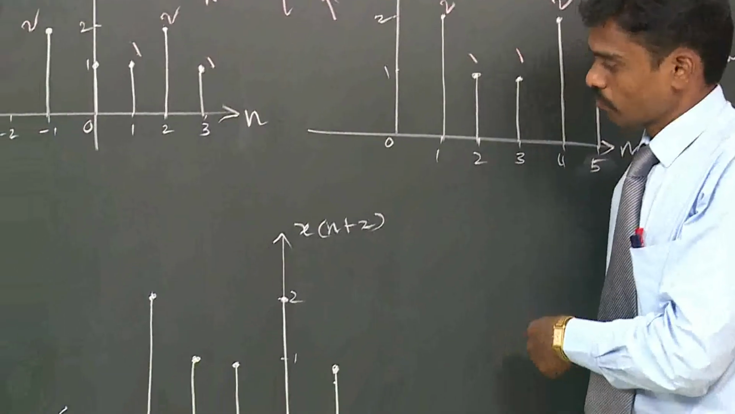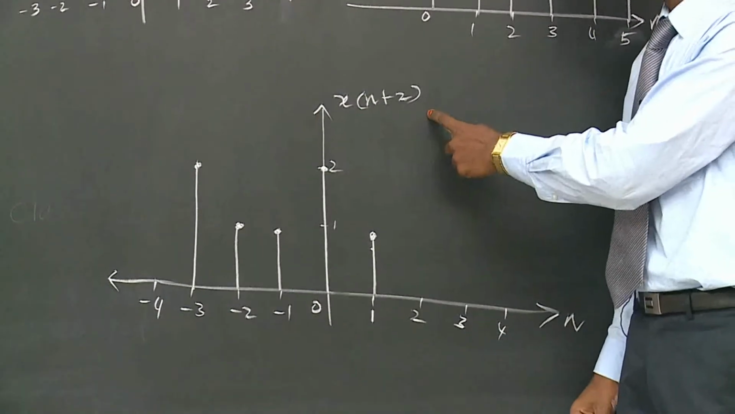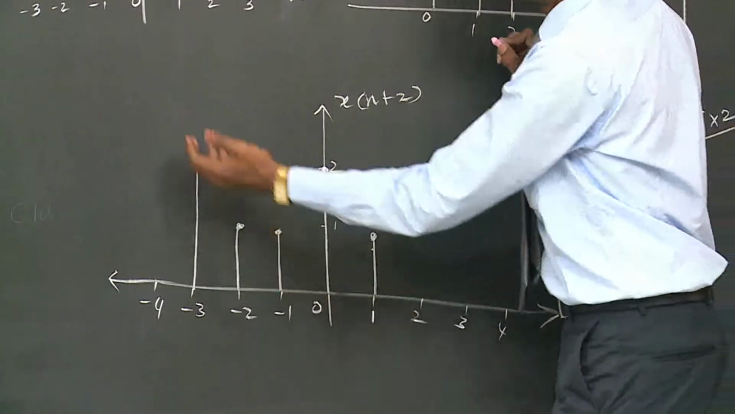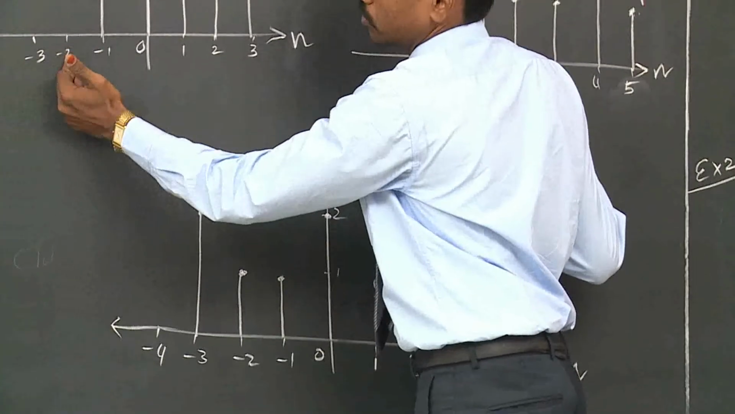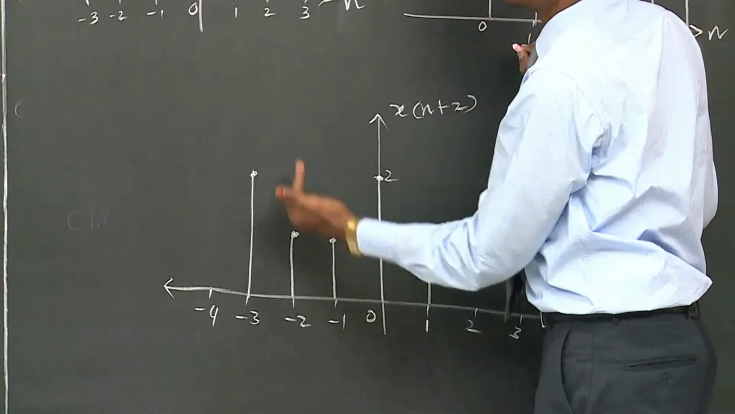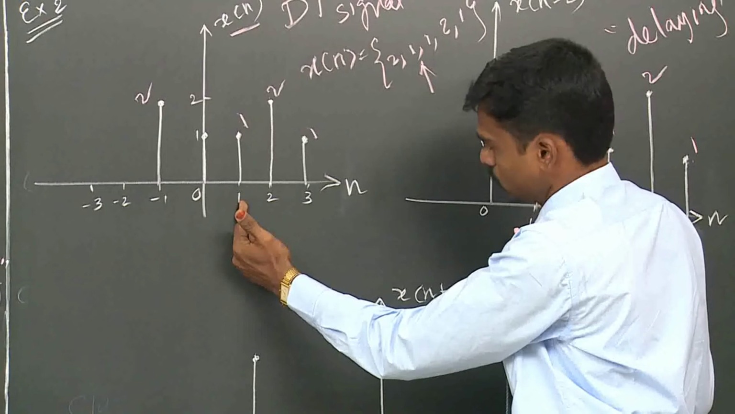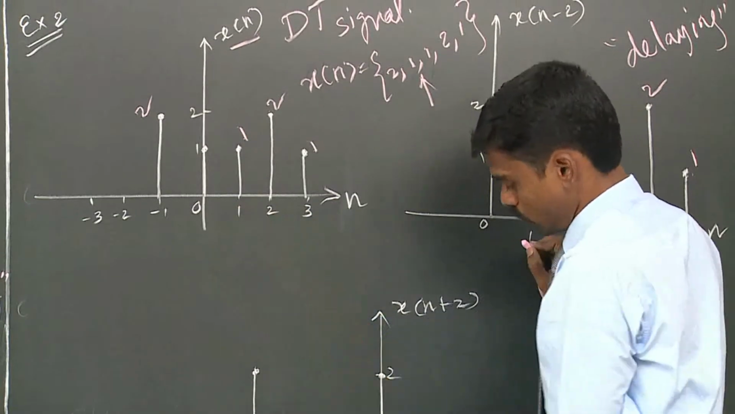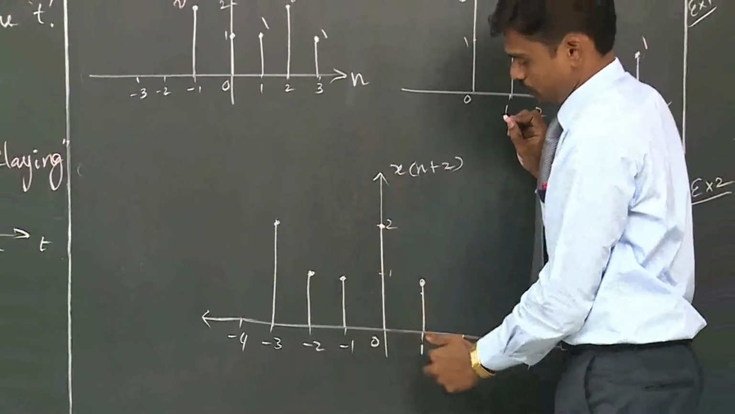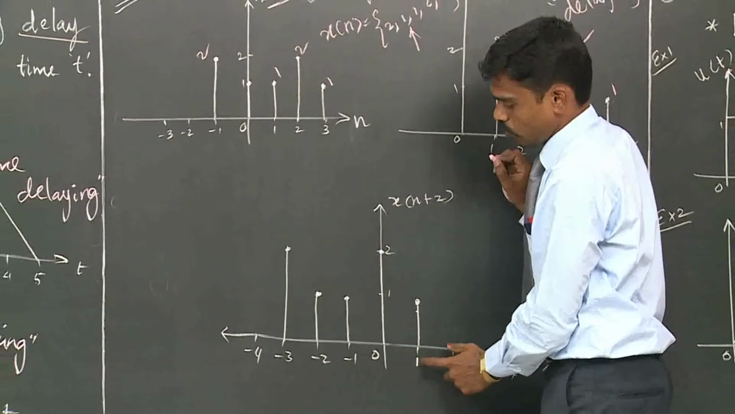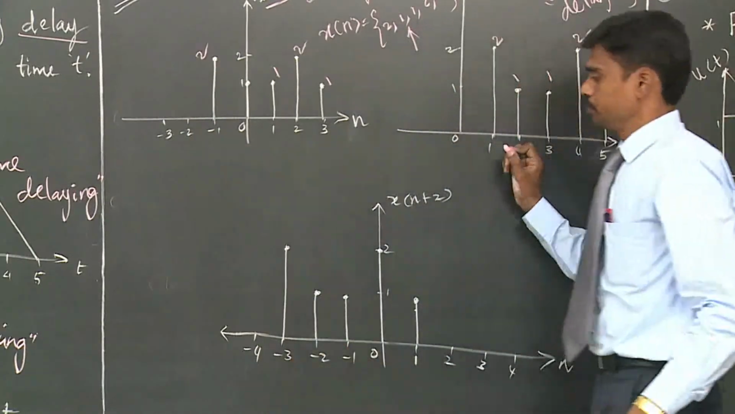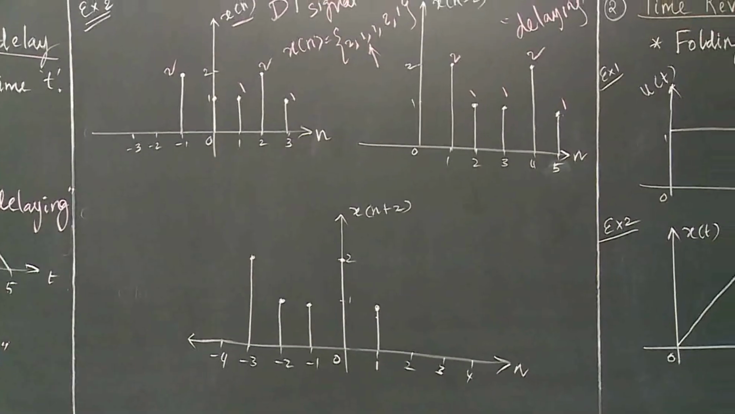Next I have tried time advancing, x of n plus 2. It is advanced. Minus 1 will be shifted by 2 units, 1 position, 2 positions. So minus 3, minus 2, minus 1. This position, 3, will be shifted to 1. So my signal will end by 3 here, it will end by 1. Here it starts at minus 1, here it starts at minus 3. So this is called the time shifting process.